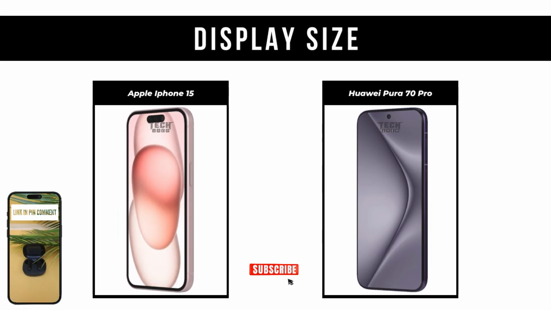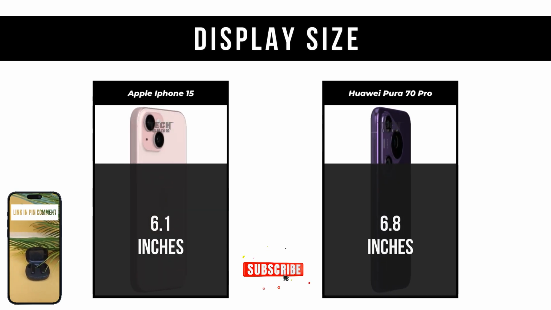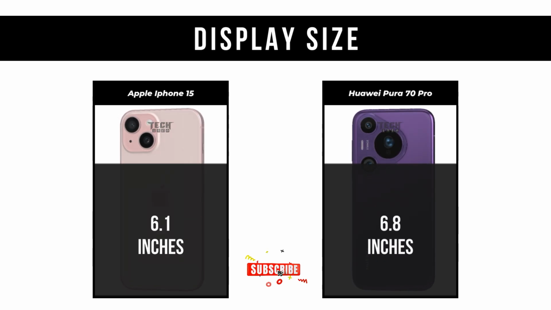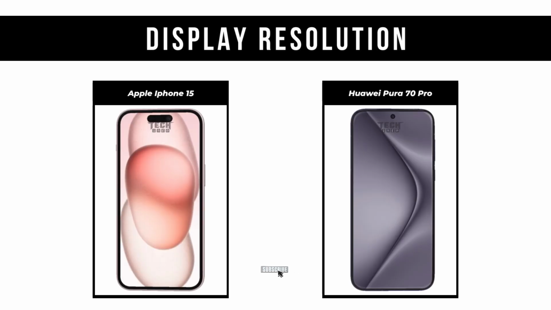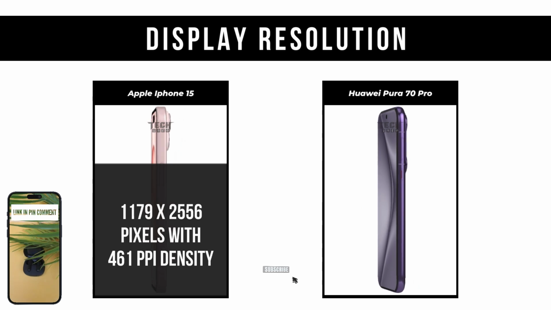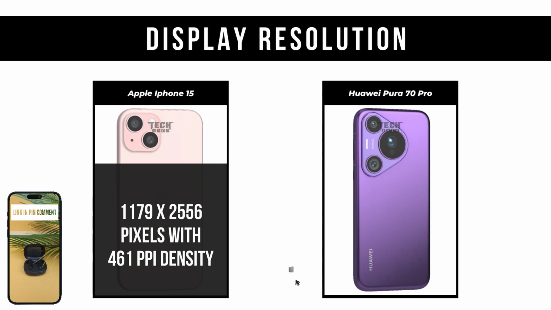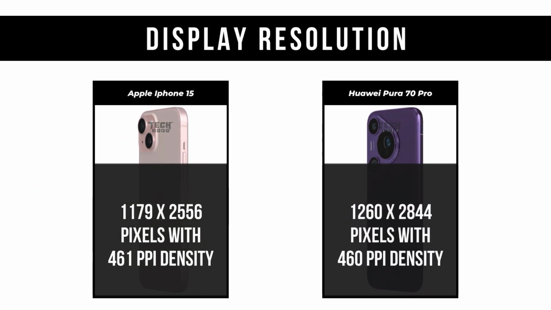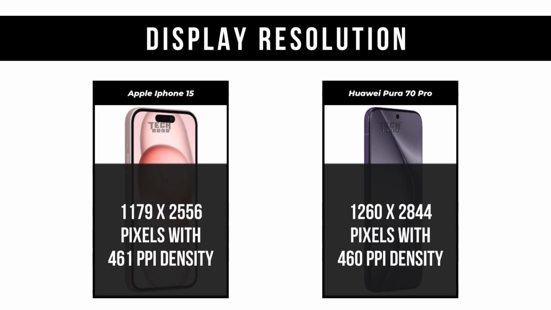Display size. Apple iPhone 15 is 6.1 inches. Huawei Pura 70 Pro is 6.8 inches. Display resolution. Apple iPhone 15 is 1179 into 2556 pixels, with 461 ppi density. Huawei Pura 70 Pro is 1260 into 2844 pixels, with 460 ppi density.